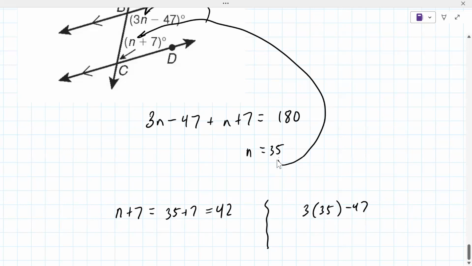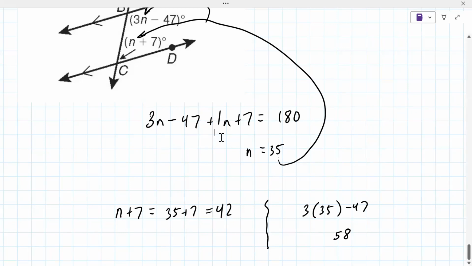So I believe you're going to find that these do not add up. Wait, yeah, this doesn't. 58 plus 42 doesn't equal 180, right? So that suggests that your n is not correct. So tell me what you did to solve for n.